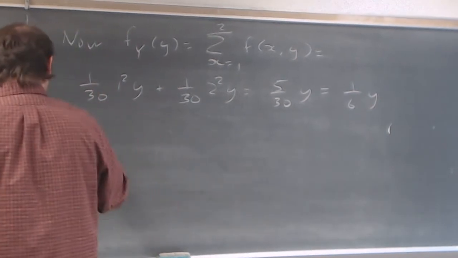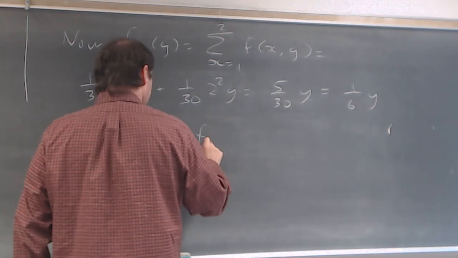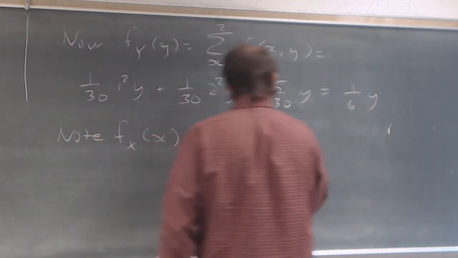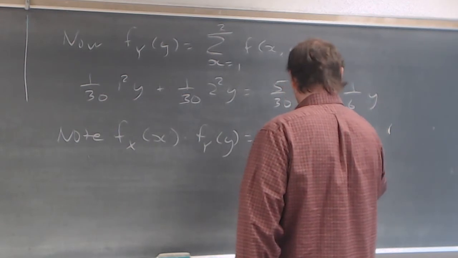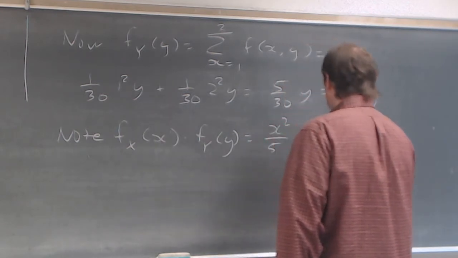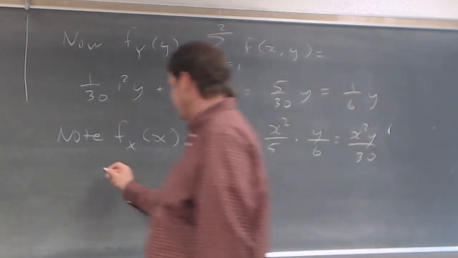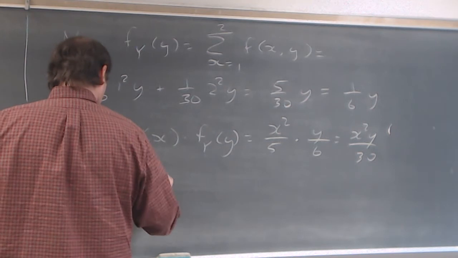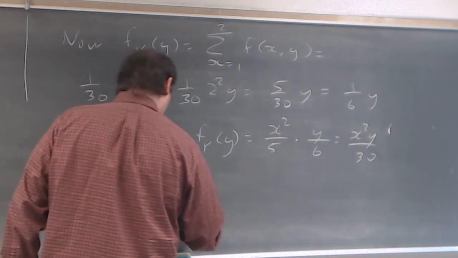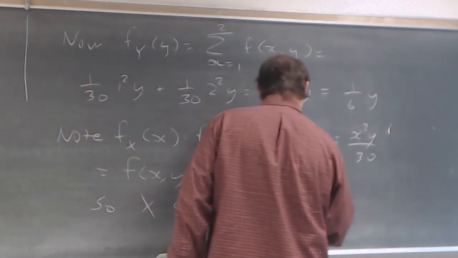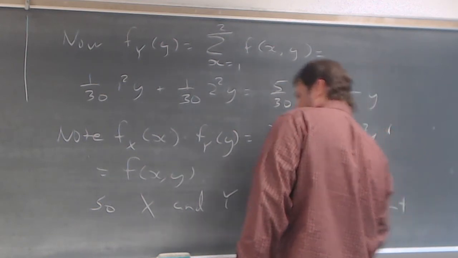Now note, the PMF of x times the PMF of y will be equal to x squared over 5 times y over 6, which is equal to x squared y over 30. And that is equal to the joint PMF. So that tells us that x and y are independent random variables.